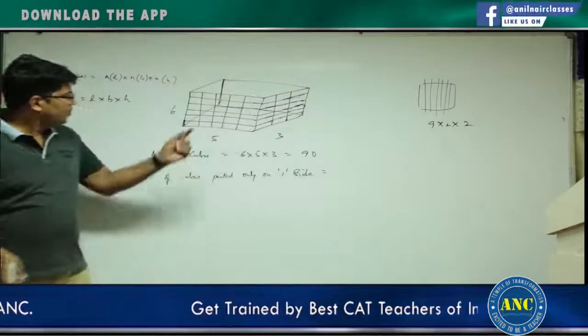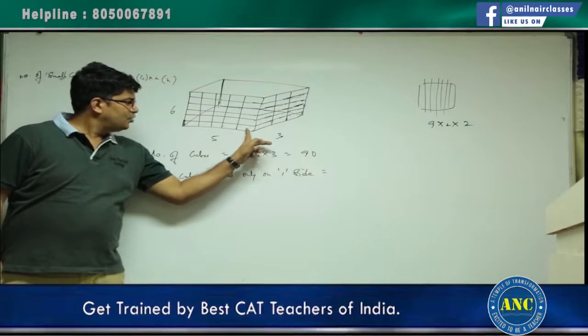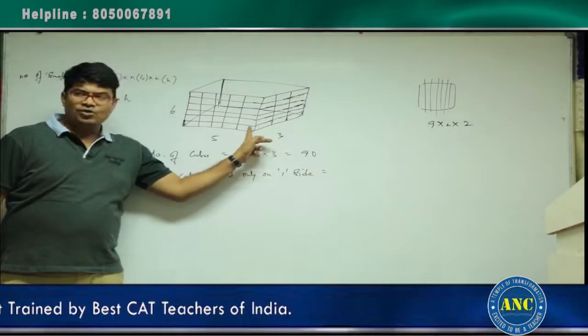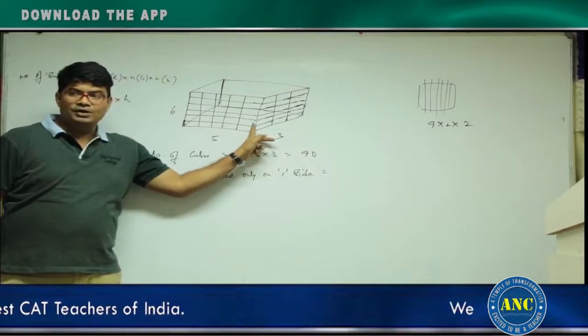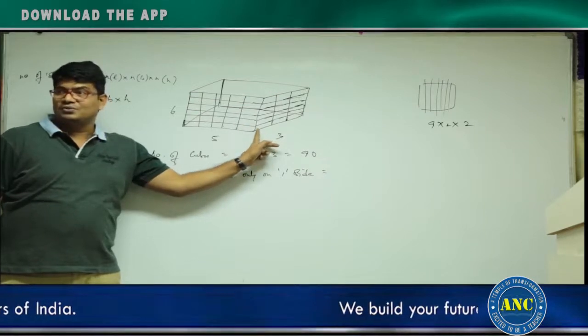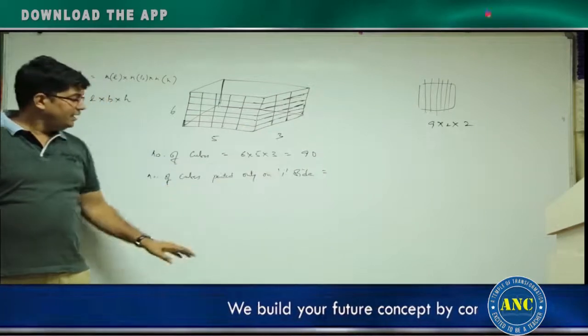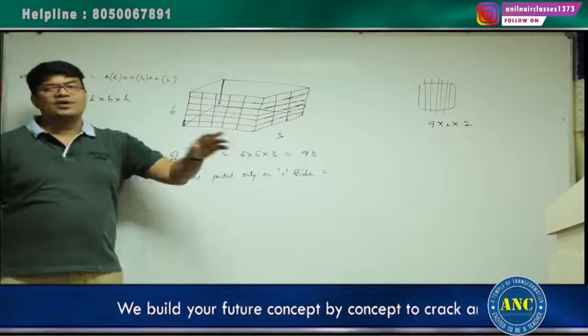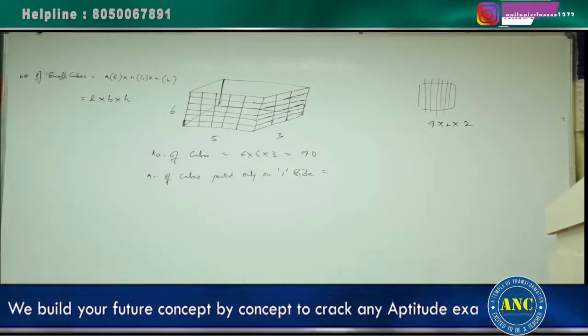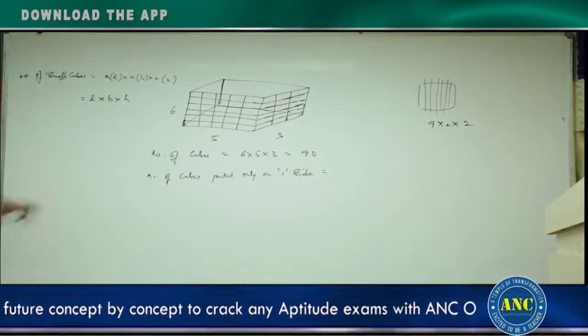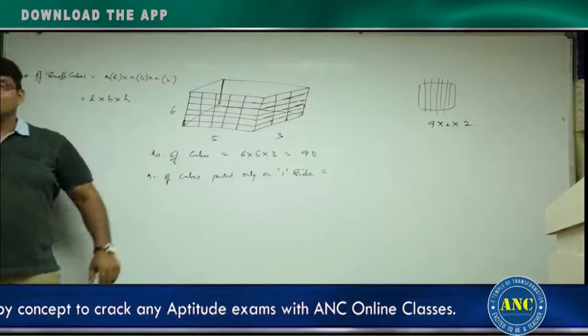So imagine there is one of these cubes. Now the cube that is here, is it painted only on one side? Two sides. No, it is painted here, it is painted here also. And here also. So now tell me the number of cubes painted only on one side. 72. In this case, like all the 4 sides.